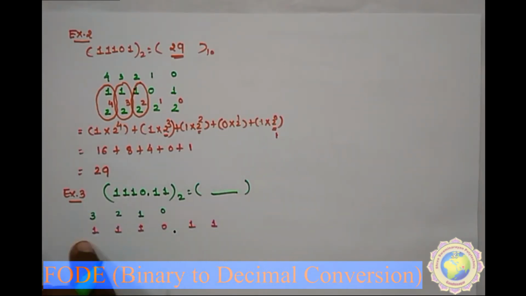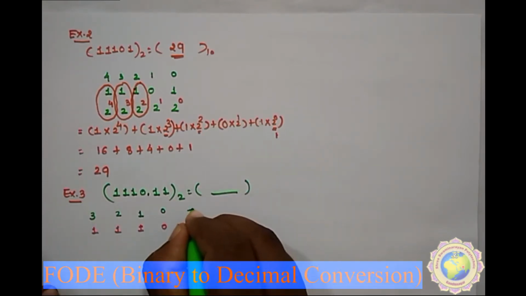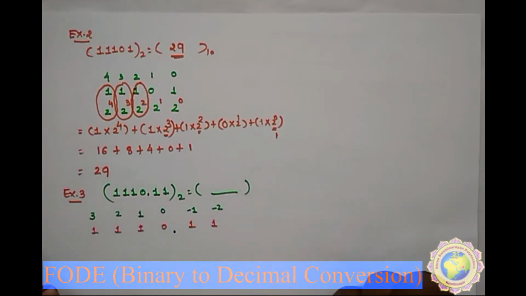Now this side is the positive side, so this side will be negative numbers, so we have to put here -1 and -2. Okay, going further it would be -3, -4, -5 on this side.